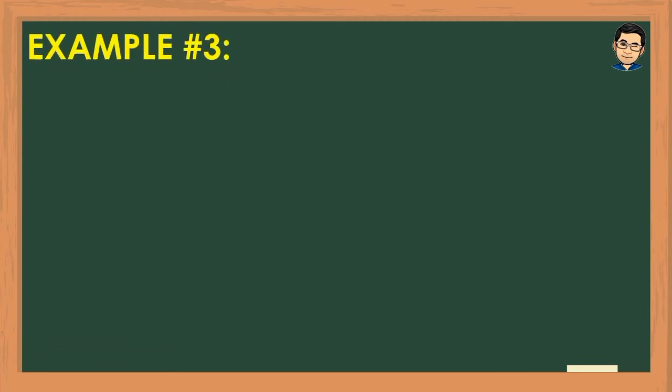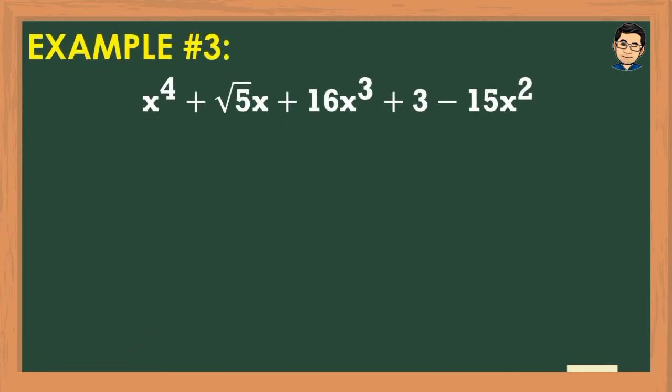And then, number 3, x raised to the 4th power plus square root of 5x plus 16x cubed plus 3 minus 15x squared. So, kanina, meron tayo dun example ng mga polynomials at non-polynomials kung saan meron tayong nakitang radical. Okay. So, dun po, ang naka-radical po natin doon is yung mismong variable. So, dito po yung ating numerical coefficient. So, kapag numerical coefficient po, okay lang po. Basta wag lang po yung variables.